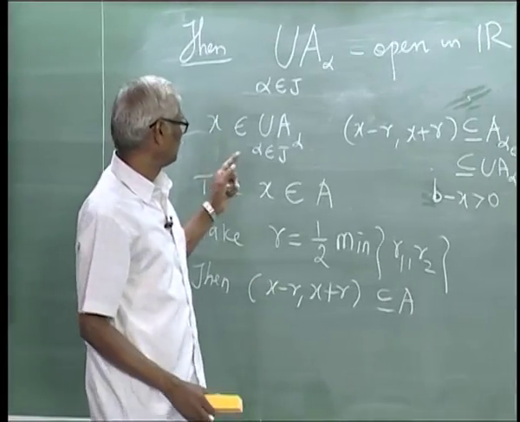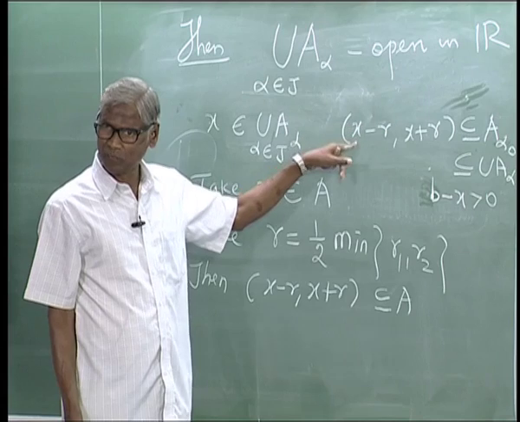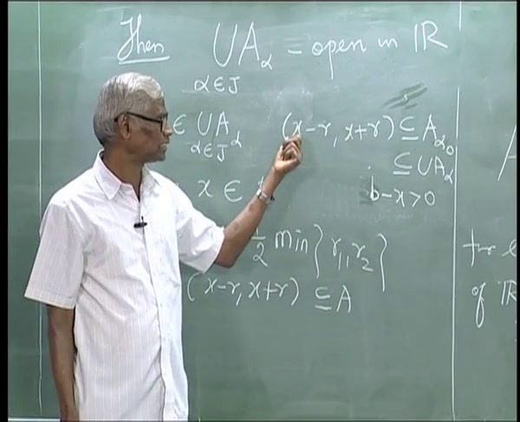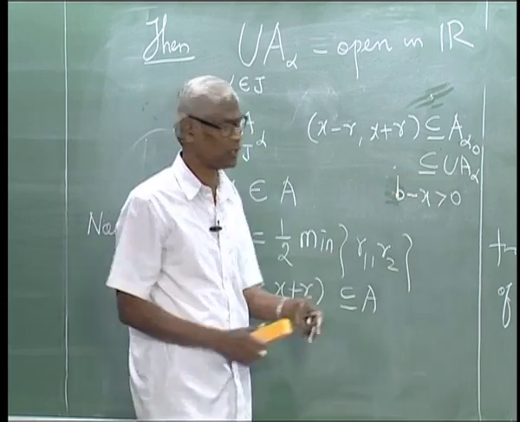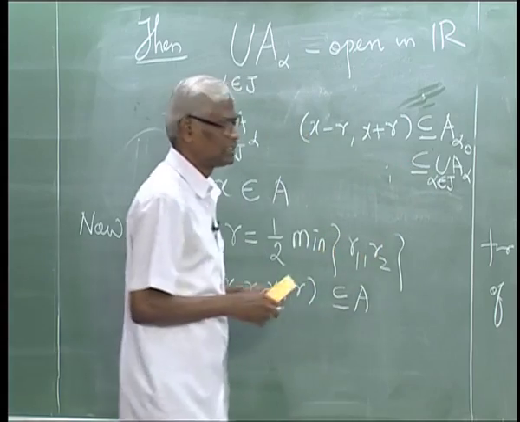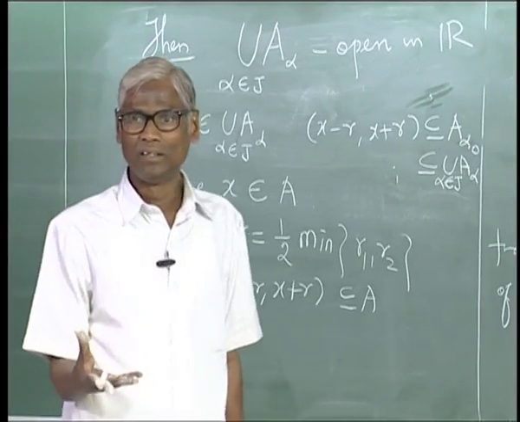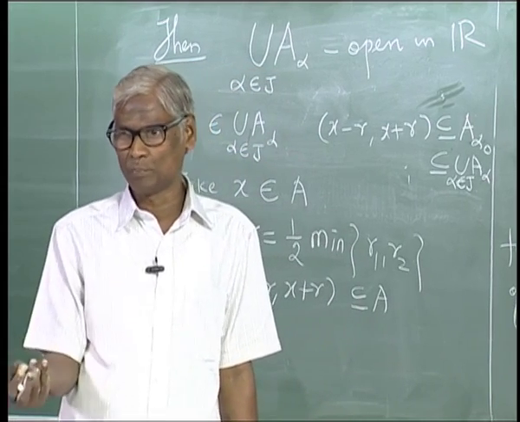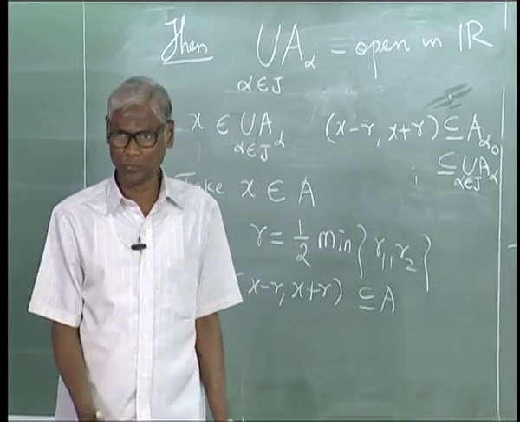So, for each X in the union, that means X will be in at least one A alpha naught, and that A alpha naught is an open set, that implies there exists an R greater than 0 such that the open interval X minus R, X plus R is contained in the union of A alpha, alpha belongs to J. Hence, this union is an open set. So, we say that if A alpha is a collection of open sets, then the arbitrary union, meaning A alpha is any arbitrary collection of open sets, is also an open set.